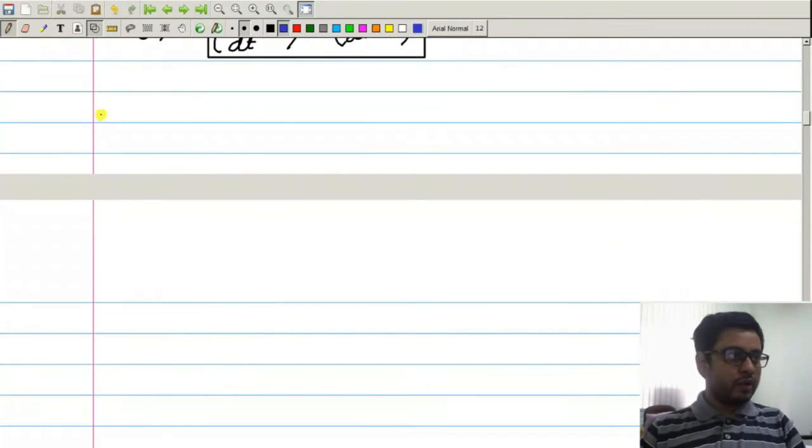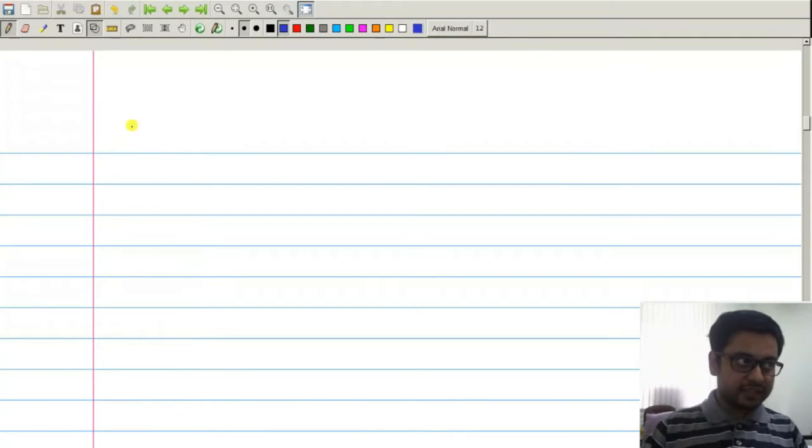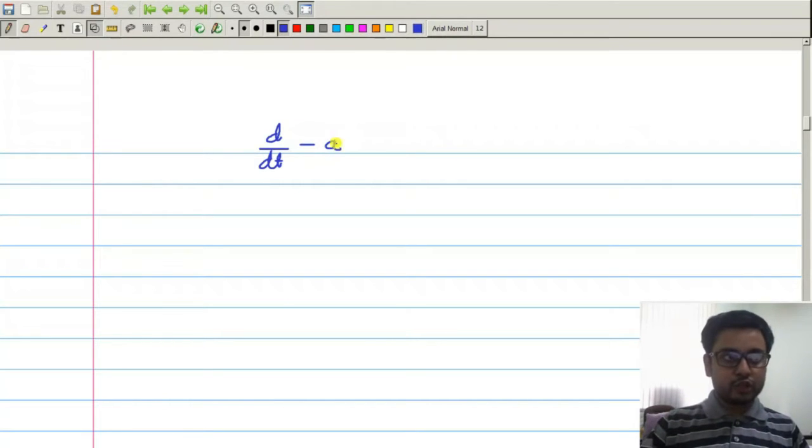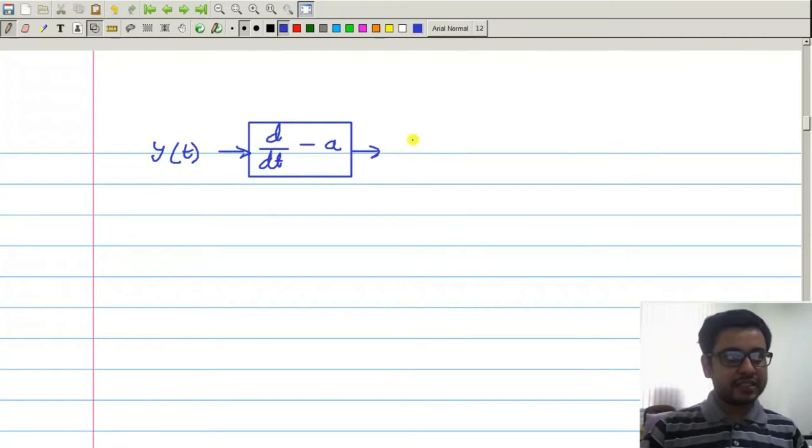Okay, now let us learn another thing. Consider this operator d/dt minus a, where a is a constant. So that means this is a multiplication by a operation. So if you give y, you shall get dy/dt, or y dot minus ay.